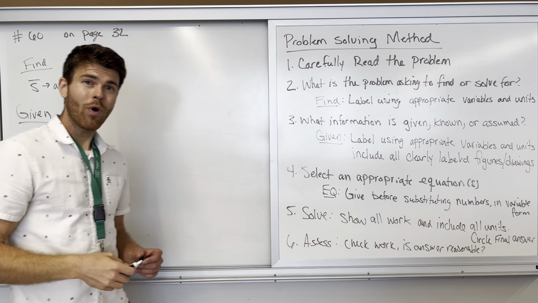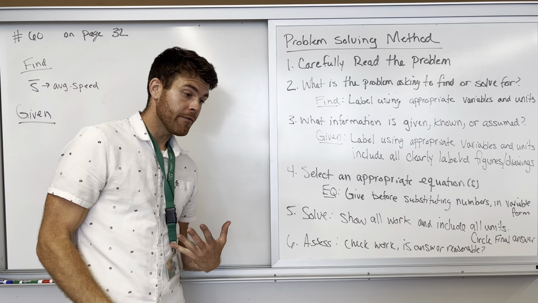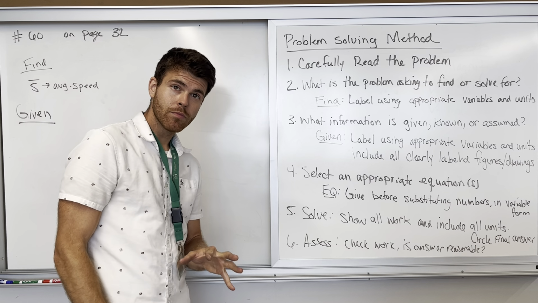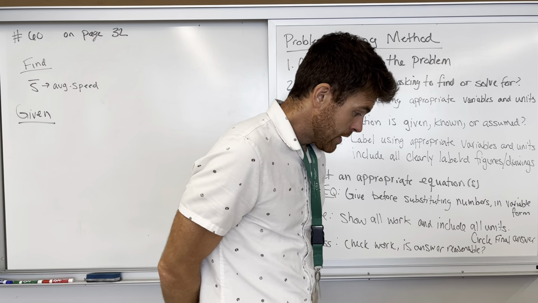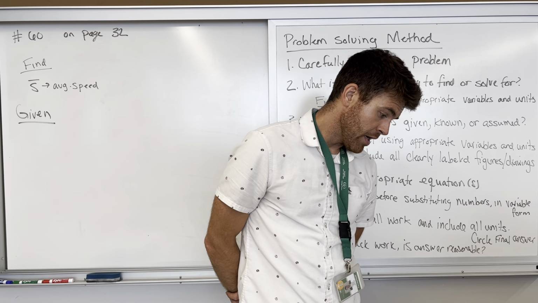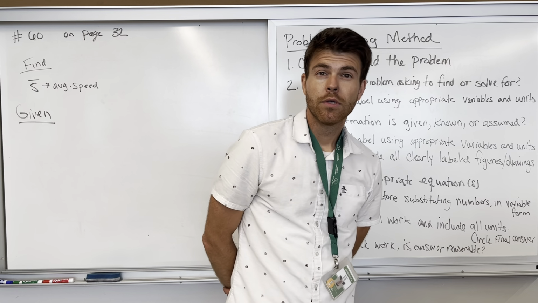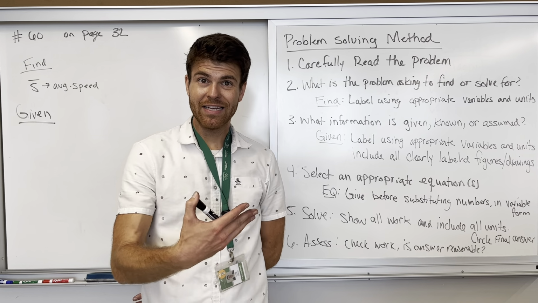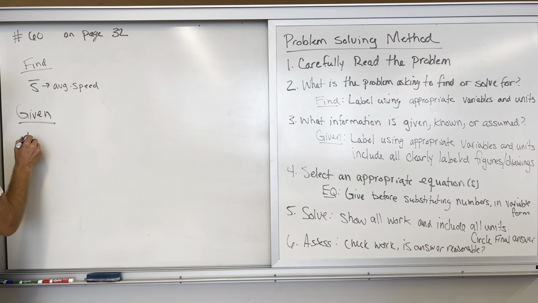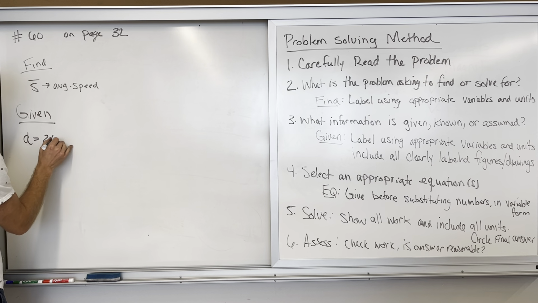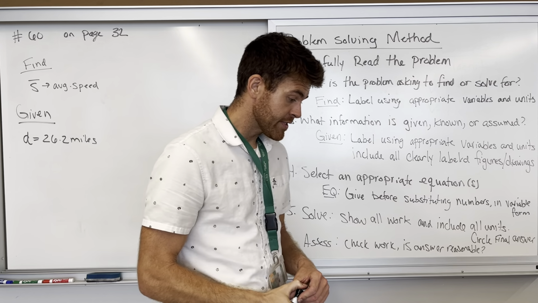The next is the given. So what information does the problem give? What information do we know, or what information can we assume that can help us find this? Okay, so let's read the problem again. To be eligible to enter the Boston Marathon, a race that covers a distance of 26.2 miles. So what was given there? A distance of 26.2 miles. So we're given a distance.